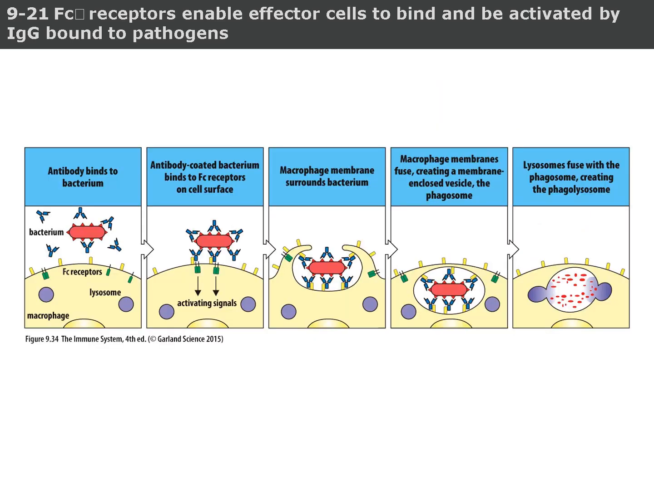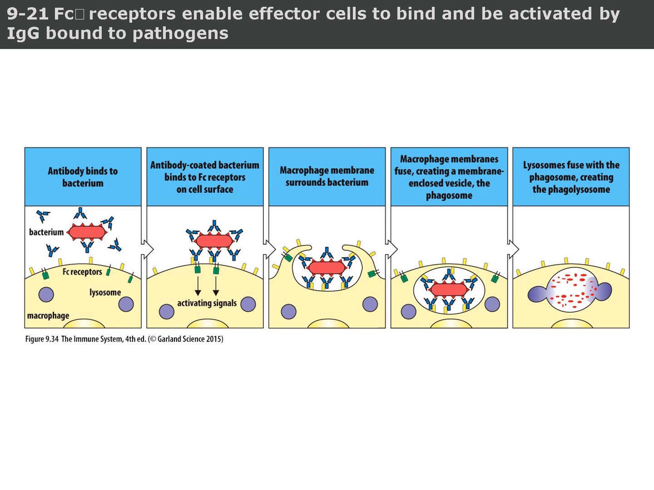This final figure illustrates how Fc receptors on macrophages mediate the phagocytosis of antibody-coated bacteria. In the first panel, antibodies bind to a bacteria. The Fc region of these antibodies is recognized by Fc receptors on the surface of a macrophage. Once bound, the receptors transmit activating signals to the macrophage.